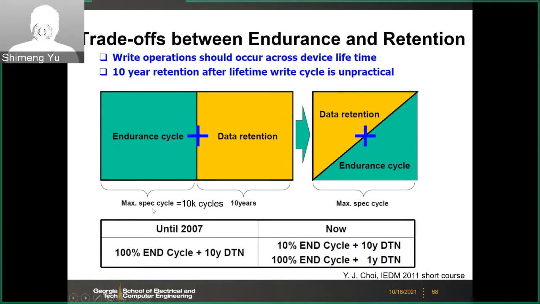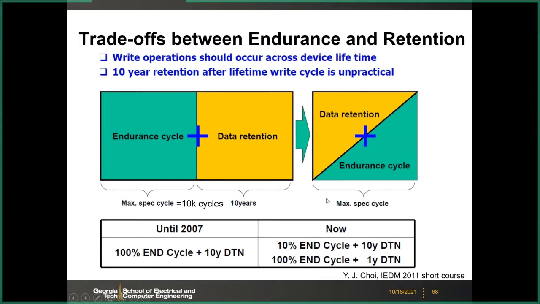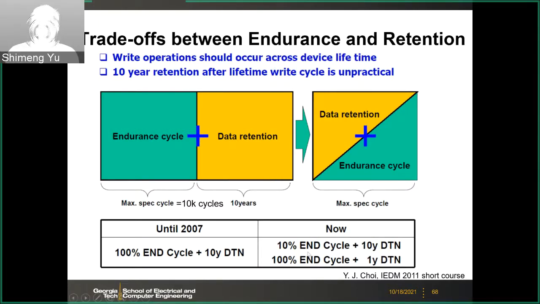Ideally, if your spec for the endurance is 10K cycles, I mean 10 to the power 4 cycles, you want the data to be maintained for at least 10 years. So this is the typical spec for the flash. However, you have to trade off between the data retention and the endurance. That means if the device is in the initial state of cycling, for example, you only cycle it to 10% of the end-of-life cycle count, say 10 or 100 cycles, then you may maintain the data for 10 years.